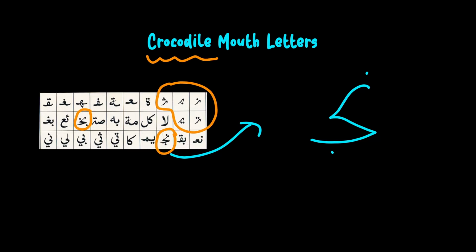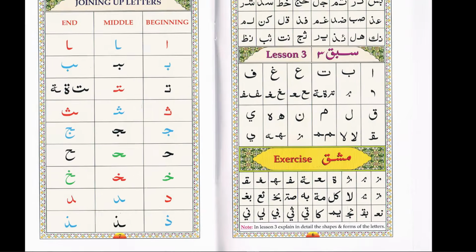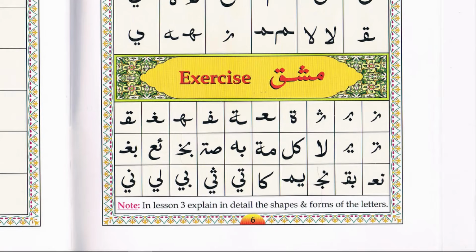Now, if we were to rewrite this in a different format, it would have been written in a more traditional way, which is this and this, with the dots going to be the same place. And you may now recognize these letters as Noon and Jim, at least the short form letters. And this lesson you will find in Ahsanul Qawaid, I believe it's page 6, lesson 3.